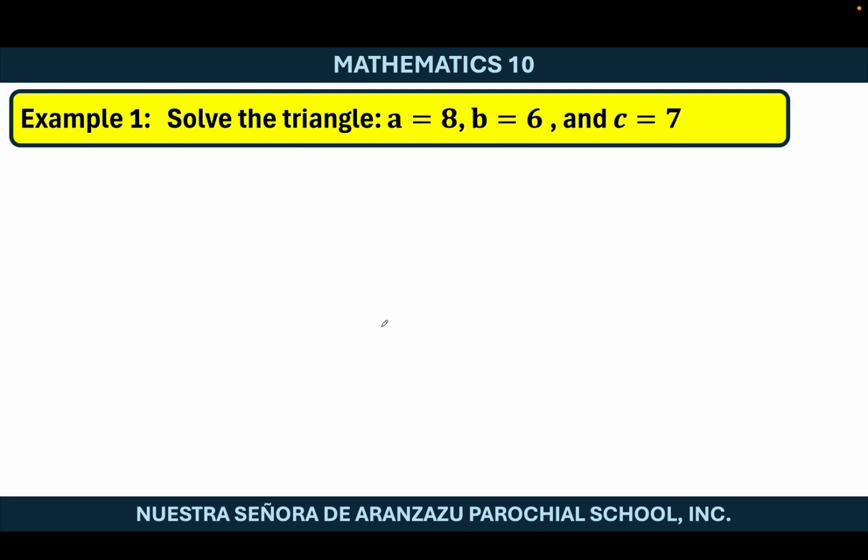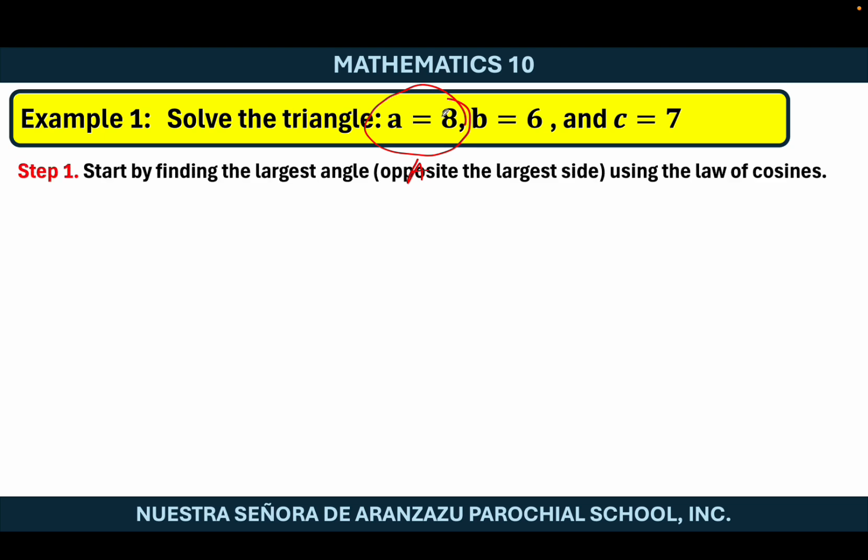Alright, so let's have an example. So, using the given example kanina, side A is 8, side B is 6, and side C is 7. So, to solve this one, we are going to use the law of cosine. So, law of cosine ang gagamitin, and ano ang unang hahanapin natin? Of course, the one with the largest angle, which is angle A. So, solve for angle A using the law of cosine.